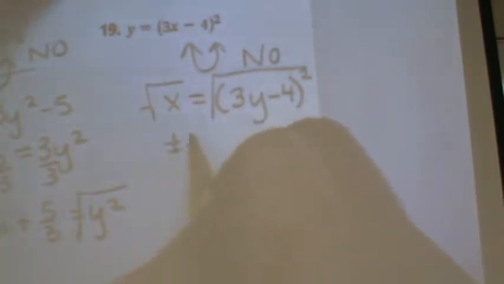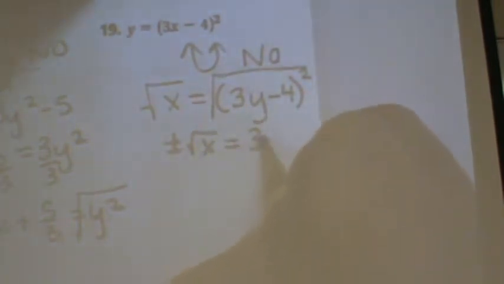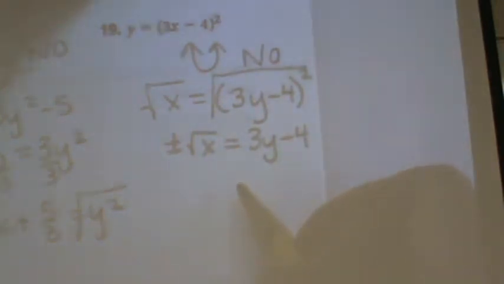And same with this one, you have x is equal to 3y minus 4 squared. You're going to take the square root of both sides. So you get plus or minus root x is equal to 3y minus 4. You're going to add 4, divide by 3. And it's not a function.